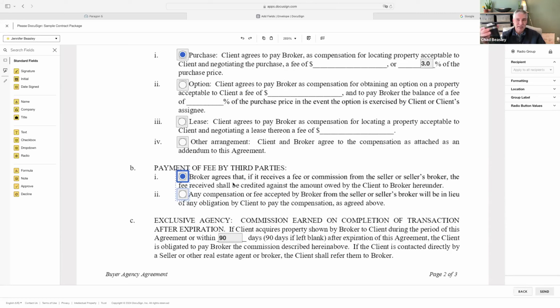We had one recently on one of our sellers who only wanted to offer 2% compensation to the buyer's agent. She was real savvy on all this, and we need to make sure people are aware there's no requirement that they offer X amount to a buyer's agent. So in that case, this seller only wanted to offer 2% buyer agency compensation.